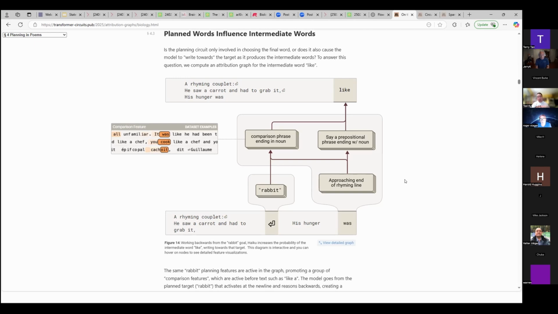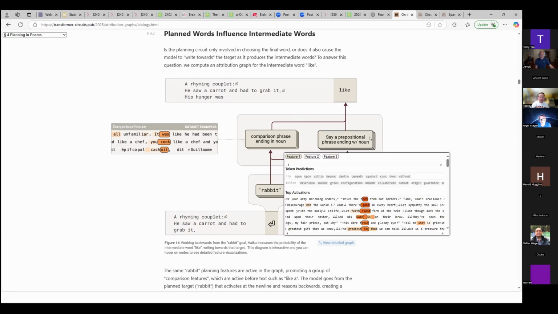So ultimately, there's a lot more that we probably don't really understand. And remember, they're hand labeling these features. So is there really a feature called approaching the end of a rhyming line? Is there really a feature called say a prepositional phrase? Is there really a feature called make a comparison phrase that ends in a noun? So like a something or other?